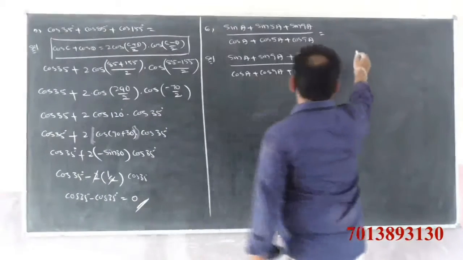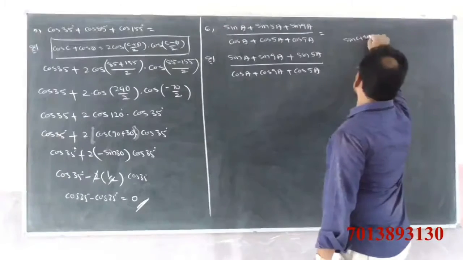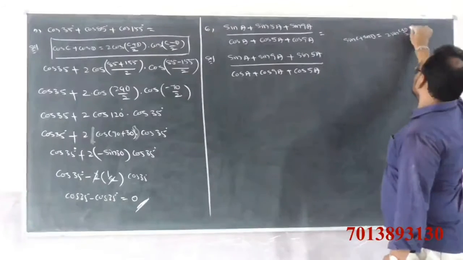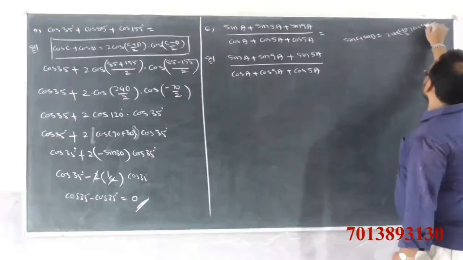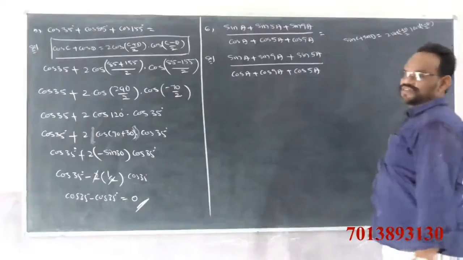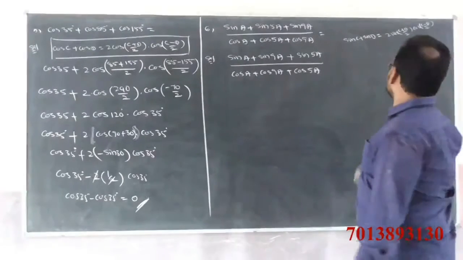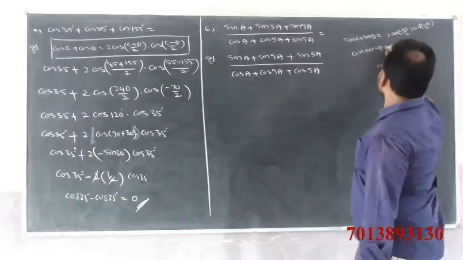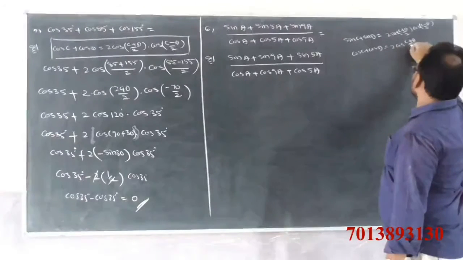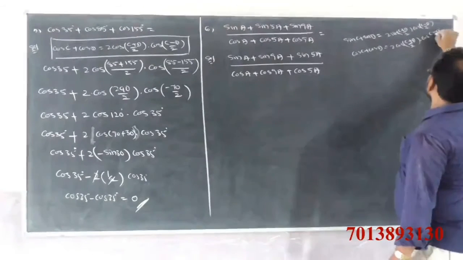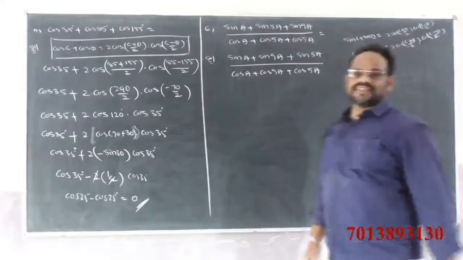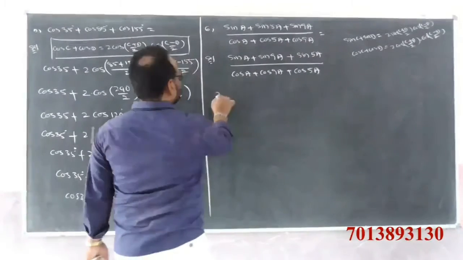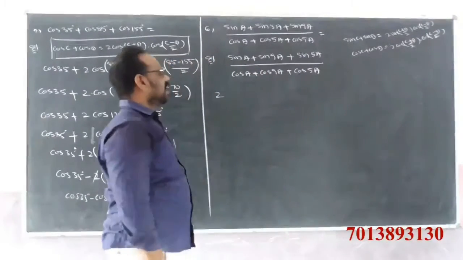Already we know that sin C plus sin D is equal to 2 sin of (C plus D) by 2 into cos of (C minus D) by 2. And cos C plus cos D is equal to 2 cos of (C plus D) by 2 into cos of (C minus D) by 2. Substitute here for sin C plus sin D, with C value A and D value 9A.